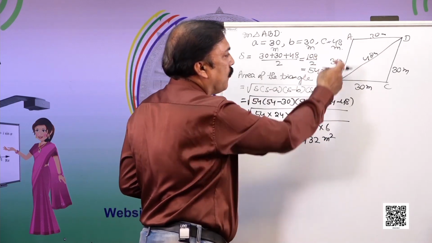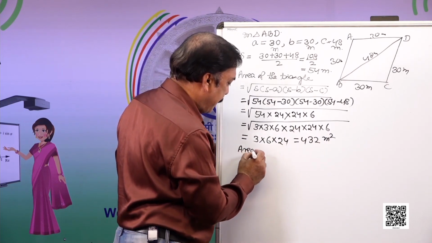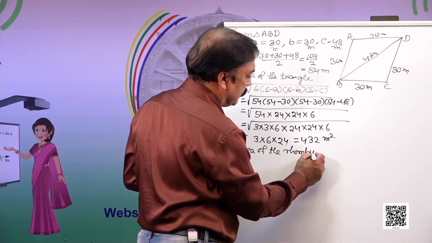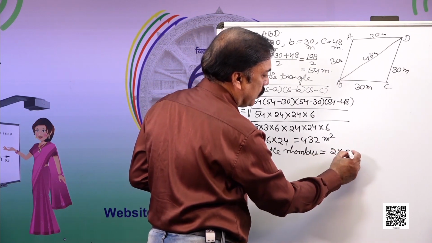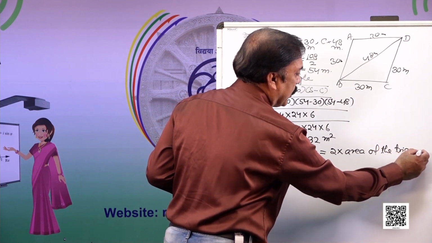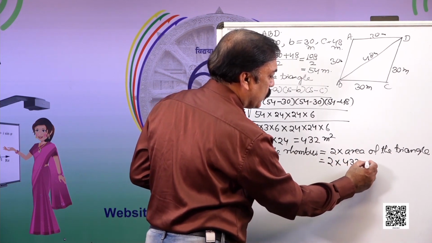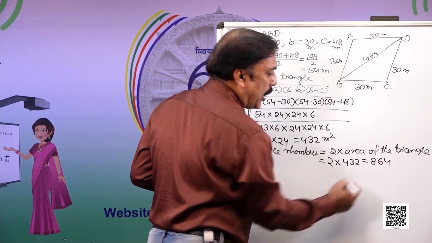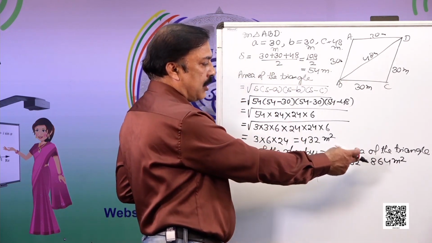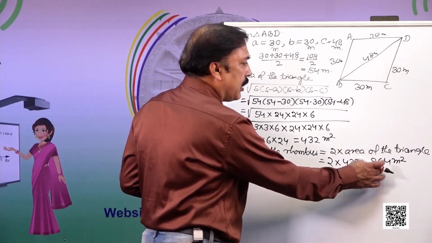So this is the area of the one triangle. So what is the area of the rhombus? The area of the rhombus is equal to 2 into the area of the triangle. That means 2 into 432, that gives 864 meter square. So now the field is of area 864 meter square, and in this field 18 cows are grazing.